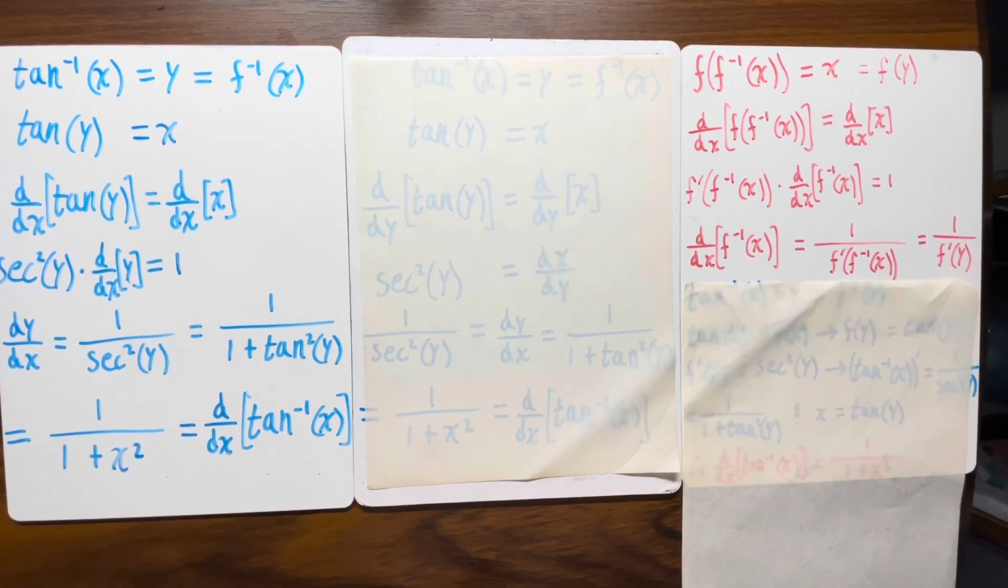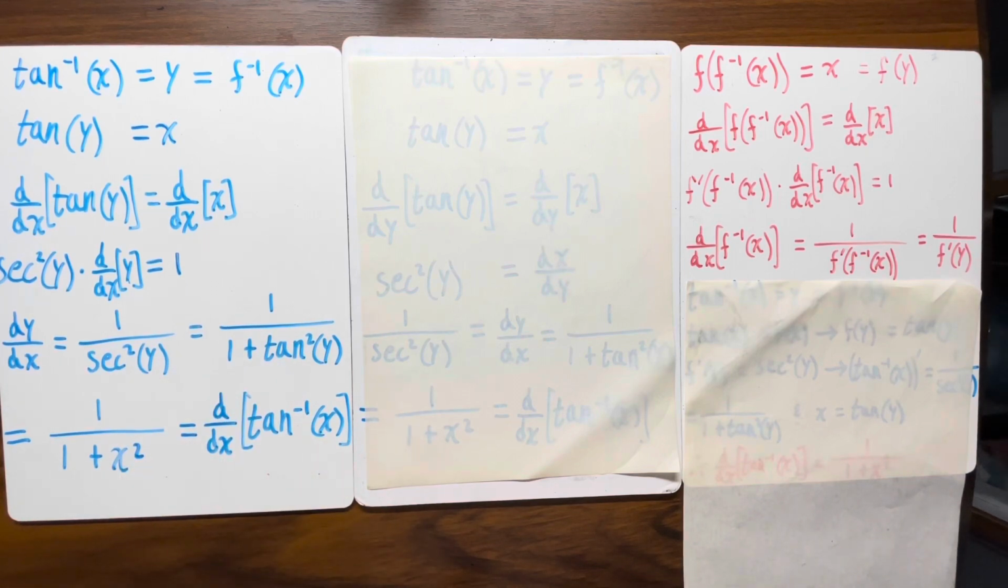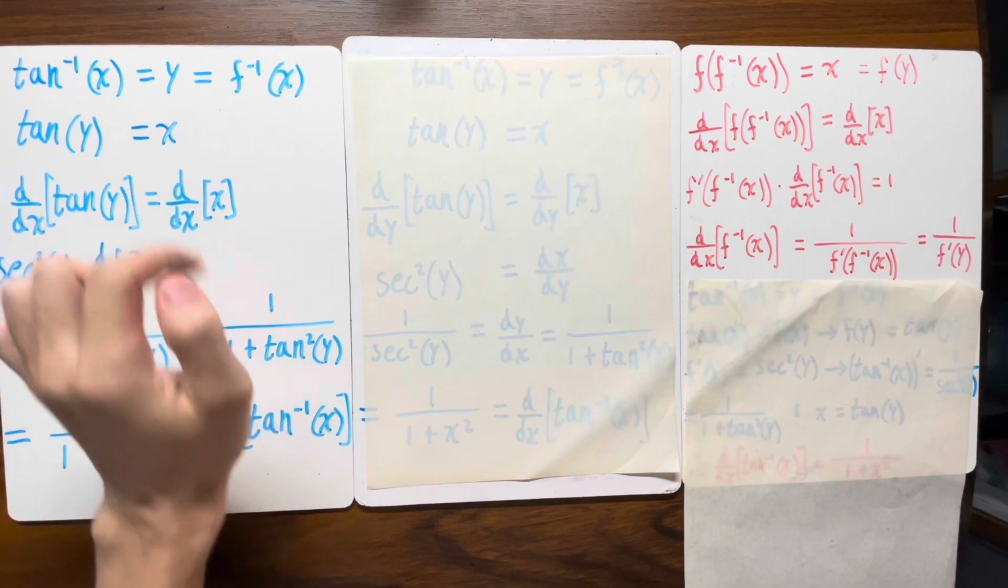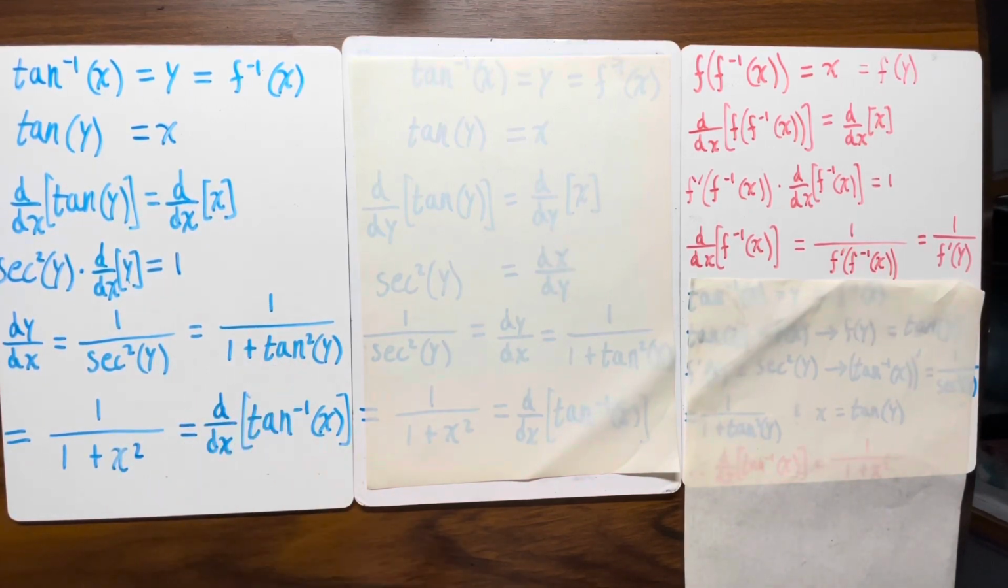Using a trigonometric identity, we know that secant squared minus tangent squared is equal to 1. So that means secant squared is the same thing as 1 plus tangent squared. And what is tangent squared of y? Well, we said that tangent of y is equal to x. So this is just the same thing as 1 divided by 1 plus x squared, as seen here.